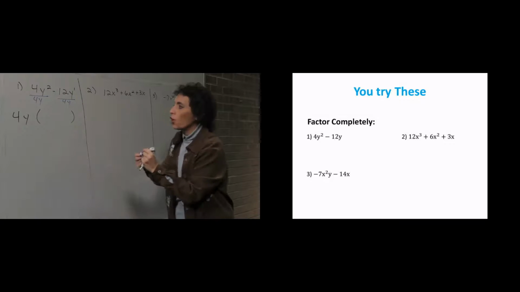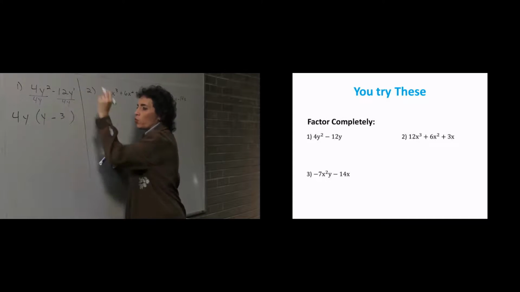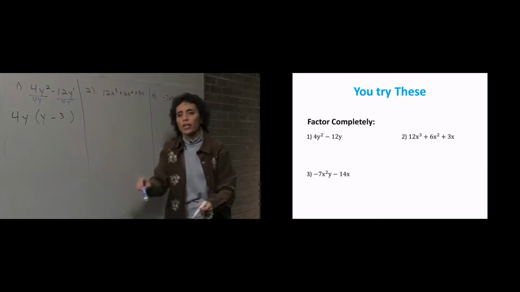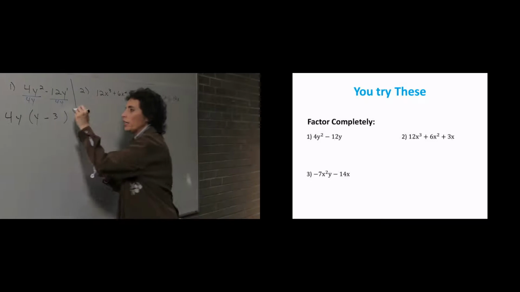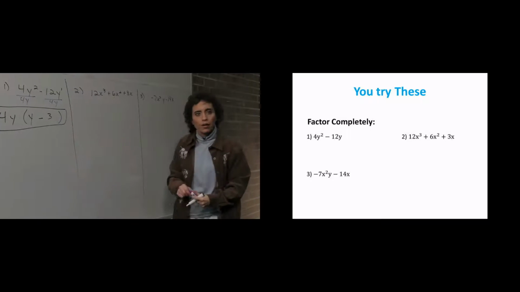So now we have y minus 4 into 12 goes 3. Good night, y's. So 4y times the quantity y minus 3, and we're done. And of course, you can check that by multiplying through. And you're done there. Okay?